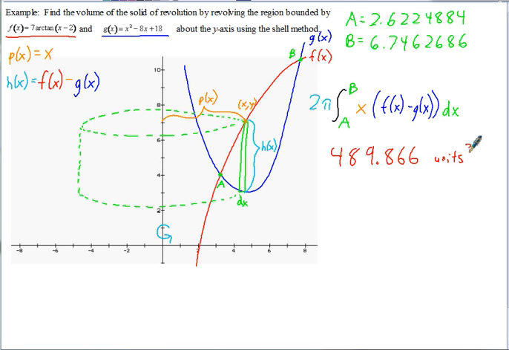And again, it would be units cubed since we're talking about volume here. So not any specific units.